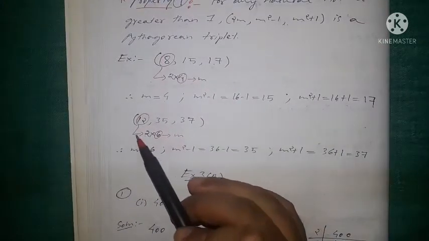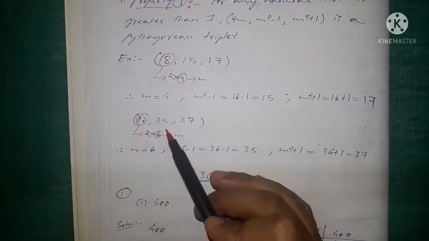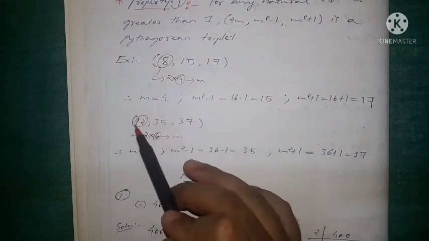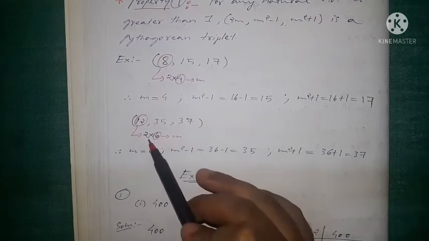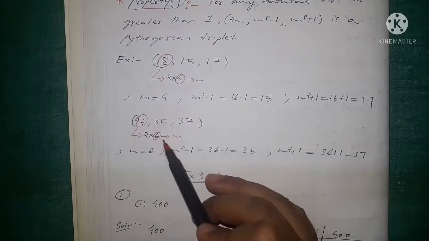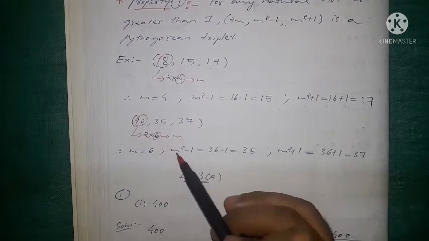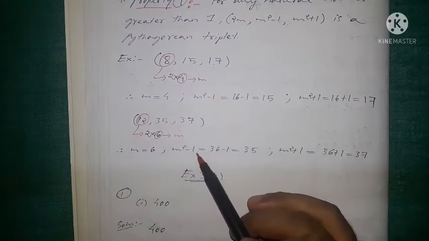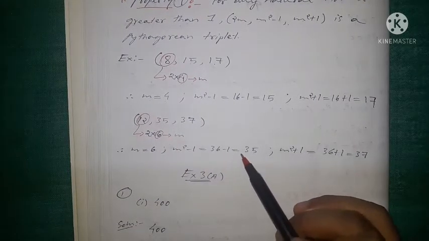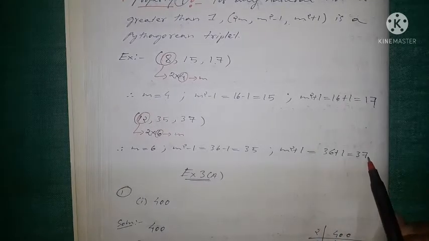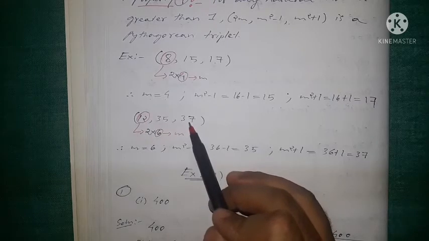Again, take another example, that is 12, 35, 37. This 12 we can represent as 2 into 6, that means the value of m in this case is 6. So therefore m is equal to 6. So m square minus 1 is equal to 36 minus 1 is equal to 35, and m square plus 1 is equal to 36 plus 1 is equal to 37. It is given 35 and 37.